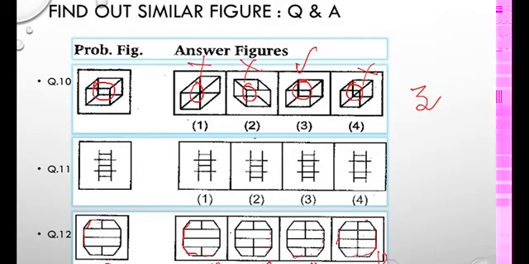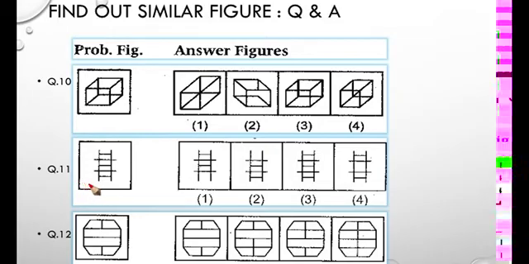Let's go to the next question. In question number 11, there is a problem figure given and there are 4 options given. Let's check the problem figure carefully. We find that there are 2 lines, this line and one more line which is parallel to the same line. Both are vertical lines, and there are certain lines joining the 2 lines which are put horizontally.